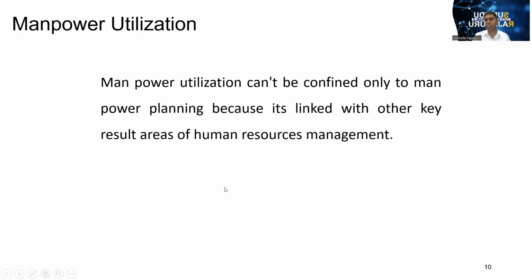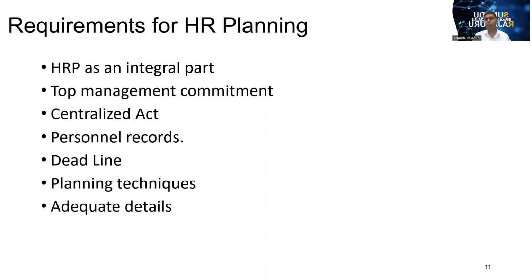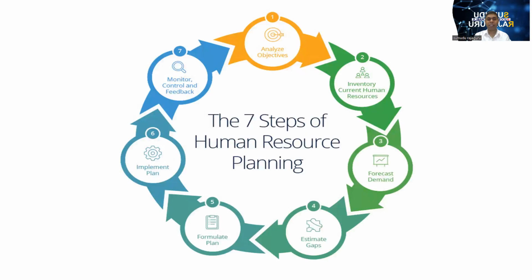So manpower utilization is a very complex thing. We have to discuss other HR areas when we talk about manpower utilization. So when we do HR planning, there should be some requirements. Human resource planning should be an integral part of the business. Top management commitment, centralized act, personal records, deadlines, planning techniques, and adequate details. So these are the 7 steps of human resource planning: analyze the objective, consider the current availability, forecast the demand, identify the gaps, formulate the plan, implement the plan, and continuously monitor and control, and feedback.